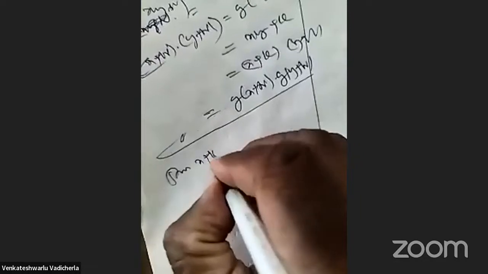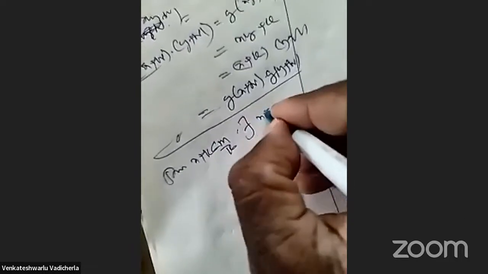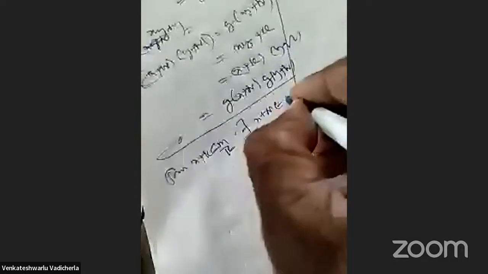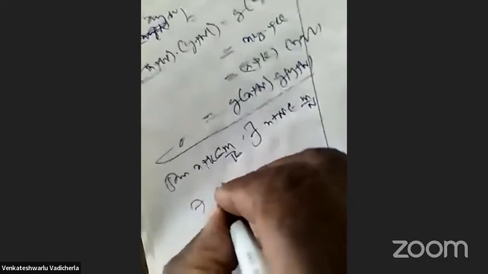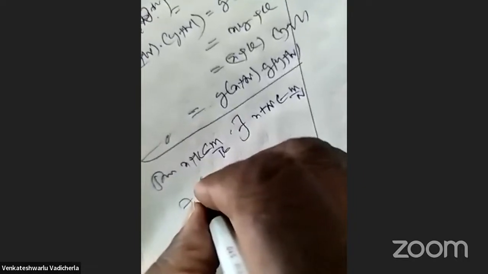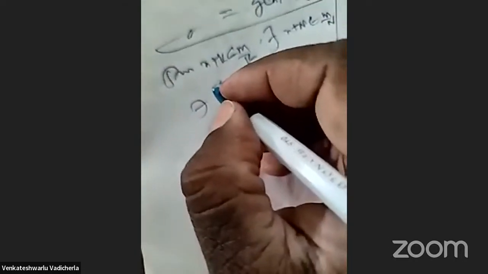G is onto also. For some x plus K belongs to M by K, there exists x plus N belongs to M by N such that g of it is equal to x plus K.